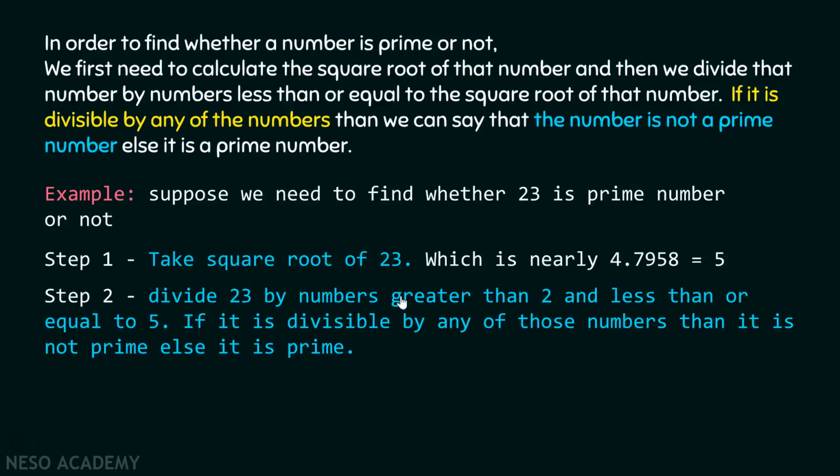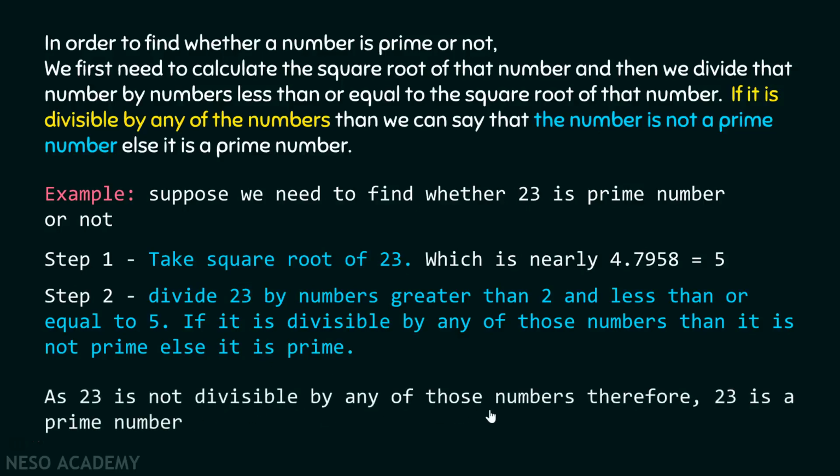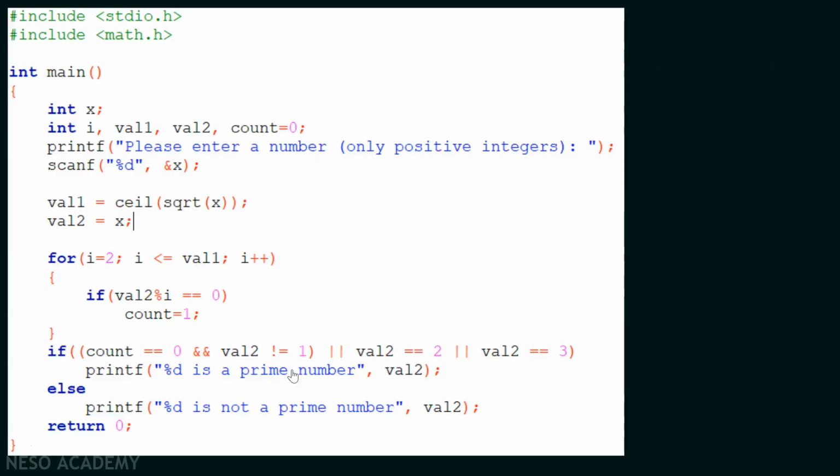We will simply divide 23 by numbers less than or equal to 5. If it is divisible by any of those numbers, then we can say that it is not a prime number, else it will be a prime number. As 23 is not divisible by any of those numbers, we can clearly say that 23 is a prime number. By using this idea, we can write our code this way.